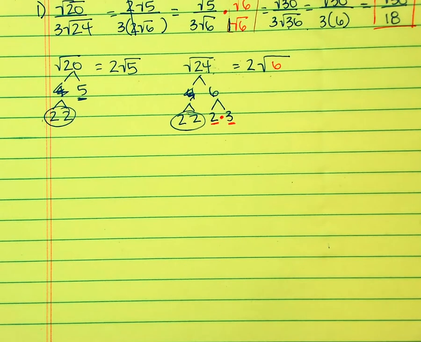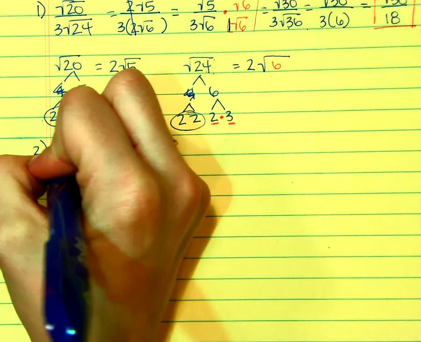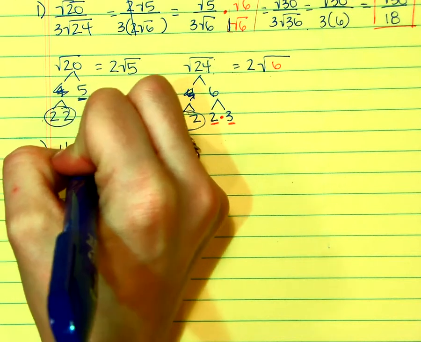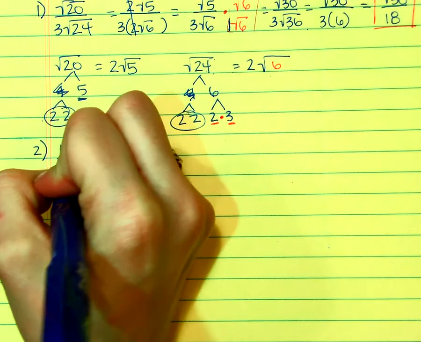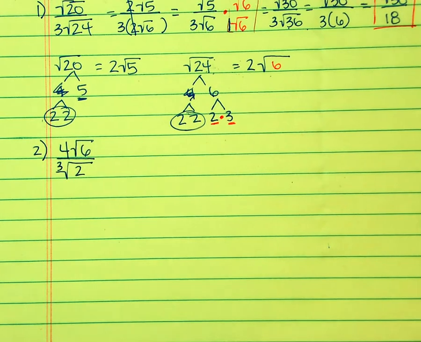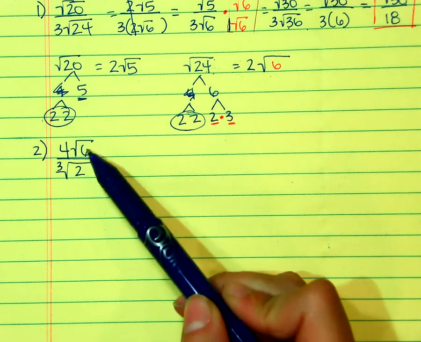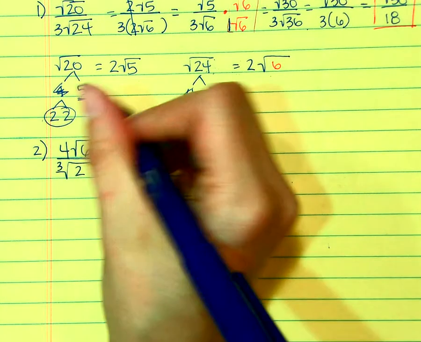Let's do a second example. Say we have 4 square root of 6 over the cube root of 2. Okay, so this time we have a cube root instead of just a square root. So to rationalize, it's going to be a little bit different. We can't reduce any of these. They're already in their simplest form.